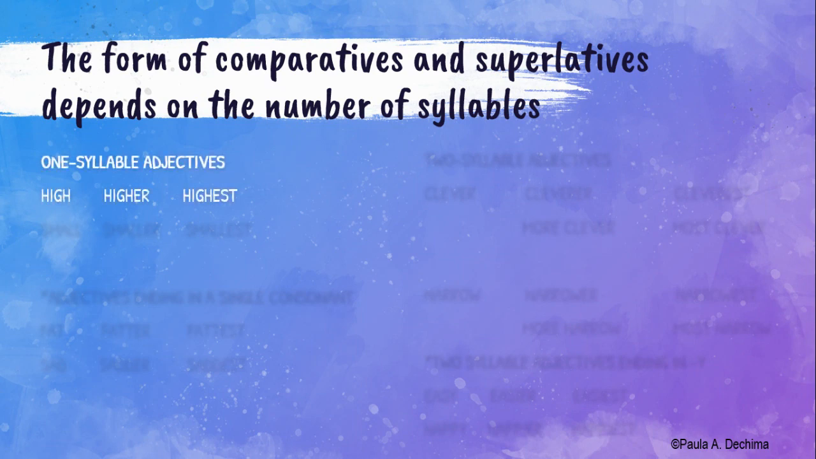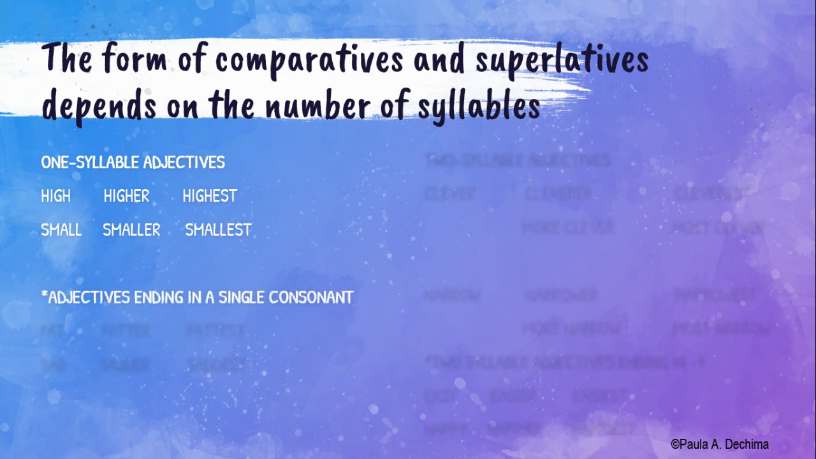One-syllable adjectives just add -er or -est to their comparative or superlative form. So, high, higher, and highest; small, smaller, and smallest.